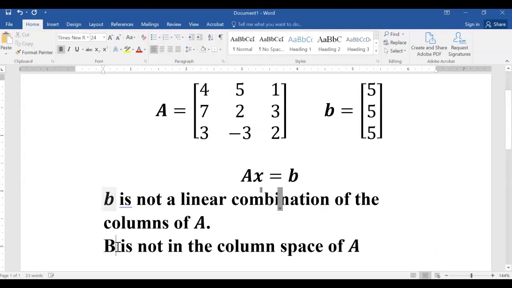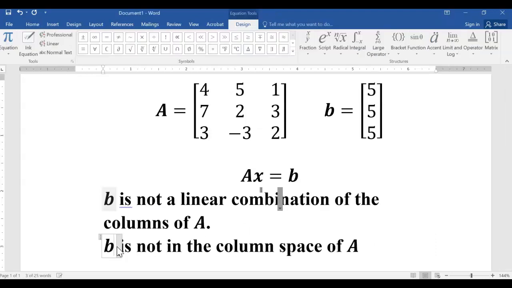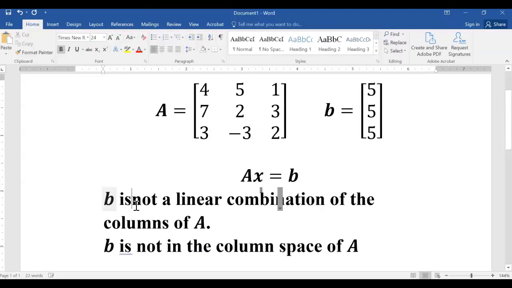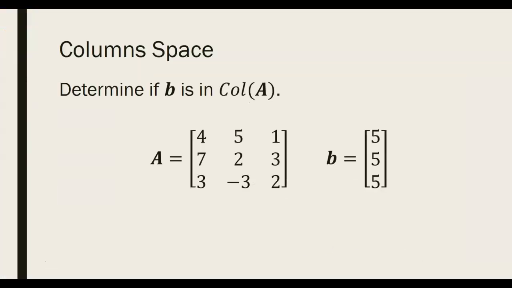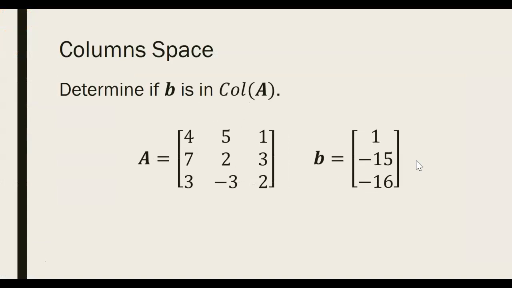All right, let me go back and look at vector B. All right, so there we go. B is not a linear combination of the columns of A, so B is not in the column space of A. Now I want you to go ahead and try the next one on your own. See if 1, -15, -16 is in the column space of that same matrix A.